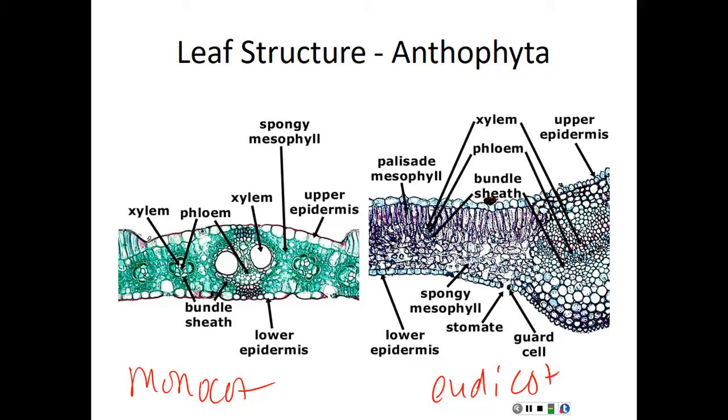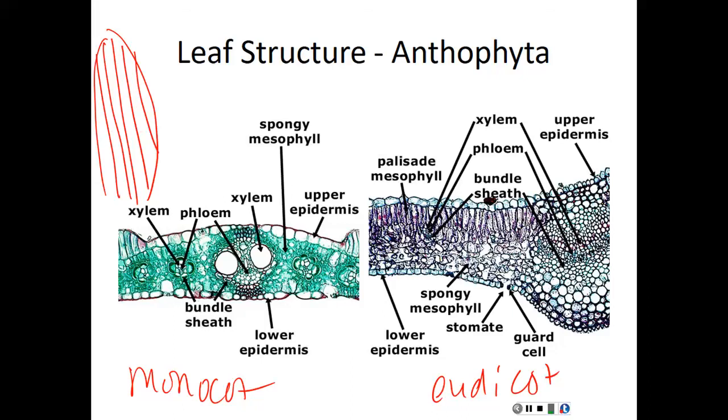Now in a monocot leaf, we have what's called parallel venation. So if we were to cut a cross-section of something with parallel venation, you're going to see multiple vascular bundles. There's probably going to be one that's a little bit bigger, sort of the midrib, if you will. It's going to be a little bit bigger in diameter, but you're going to see several vascular bundles that are all similar in diameter.